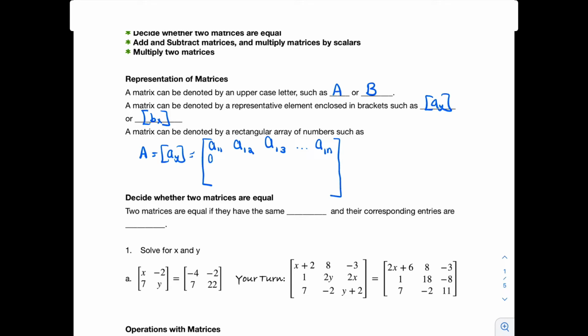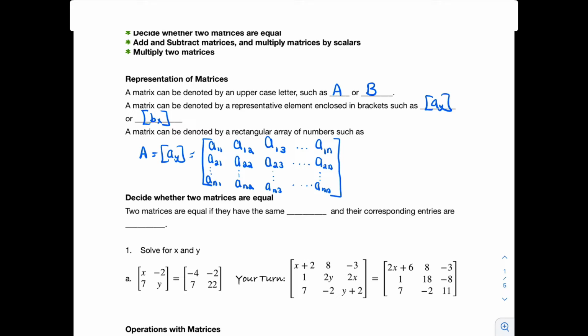And then our next one would be a sub 2,1. That's row 2, column 1. Row 2, column 2. Entry for row 2, column 3. All the way up to entry for row 2, column n. And then I can go all the way down to row n, column 1, row n, column 2, row n, column 3, all the way over to row n, column n.